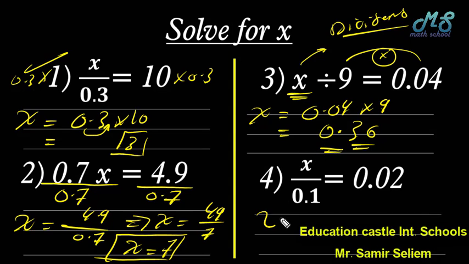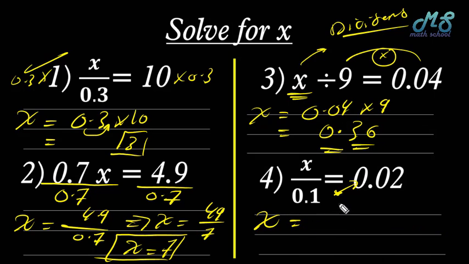Finally, guys, to find the value of x, just multiply 0.1 by 0.02. We will get 0.1 times 0.02. Now ignore the decimal point. 2 times 1 equals 2. But don't forget to insert the decimal point according to the decimal factors. We have 3 decimal places, so insert the decimal point after 3 digits to the right, from the right.